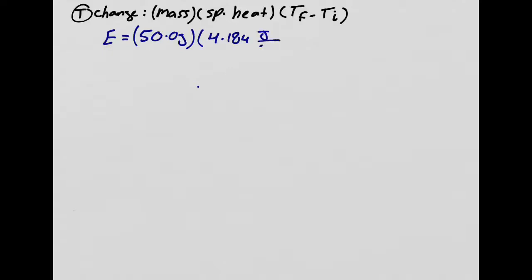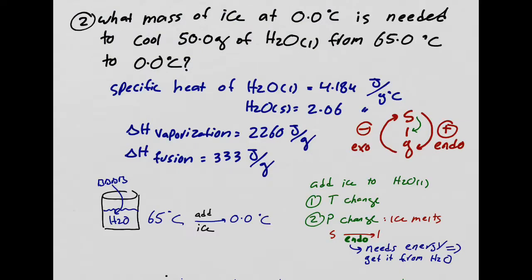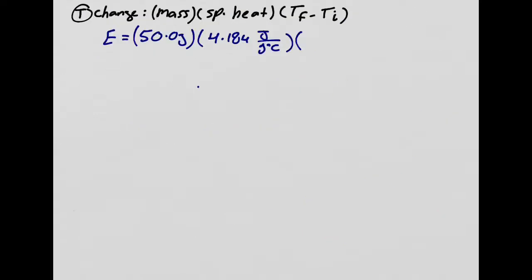4.184 joules over gram degree Celsius. What do you want the final temperature to be? Remember, what you want the final temperature to be is 0. You want to go from 65 to 0. So my final temperature is 0 degrees and 65 degrees is my initial temperature. So far so good. So when I do this, I get 13,600 joules of energy.